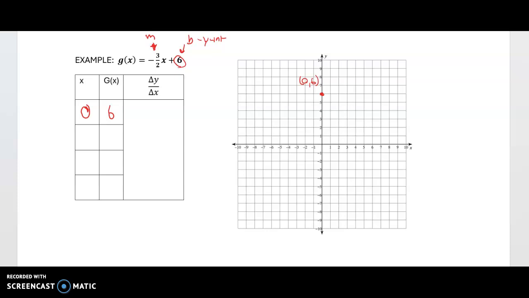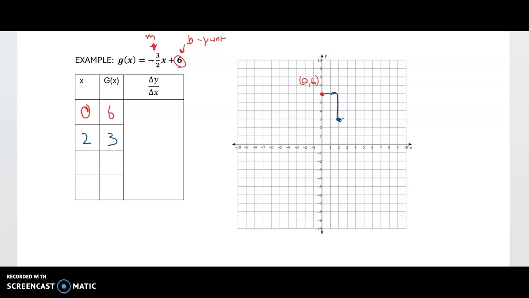I can use this slope to find my next point on my graph. So to do that, I'm going to say every time I go forward 2, because that's my change in x, I'm going to go down 3. You can always take that minus sign and put it in the numerator. So forward 2, go down 3. That gives me another point on my graph. My next point on my graph is (2, 3).